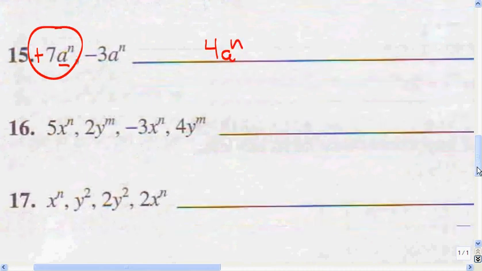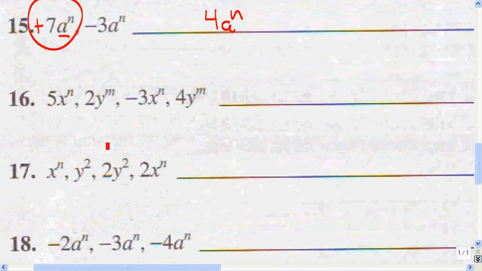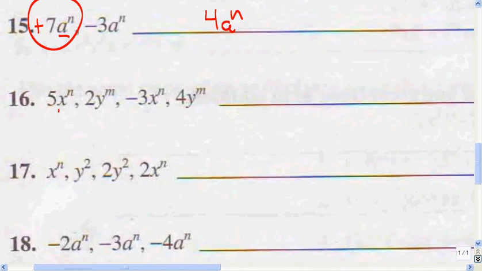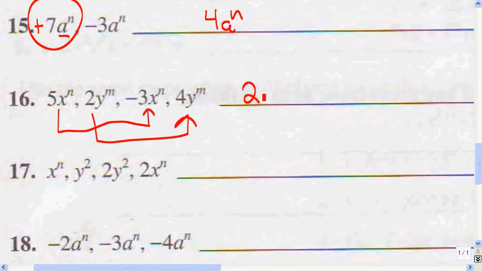And that's my answer. Here, look, you've got to be careful because they're changing the exponents on you. See? You've got n exponents and m exponents. So we can only combine like terms. Let's find the like terms here. These two are like terms and these two are like terms. So let's combine the xn's first. 5xn minus 3xn is 2x to the n power.